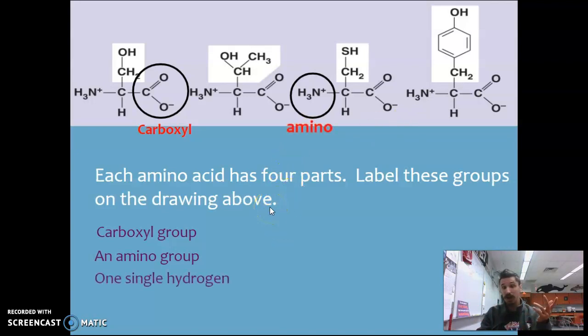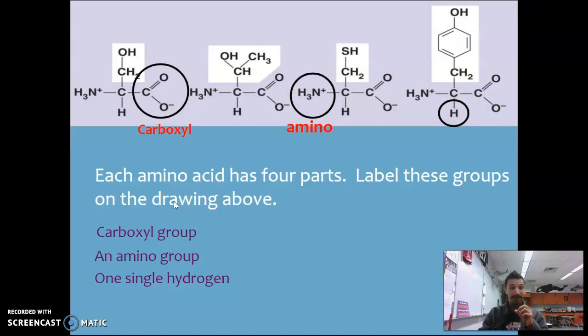Thirdly, we have a single hydrogen. Now, I bet you can't guess where that's at. It's right there. There's our single hydrogen group that makes up an amino acid. And look, they all have the hydrogen. And in case I didn't make this clear, they all have a carboxyl group as well.